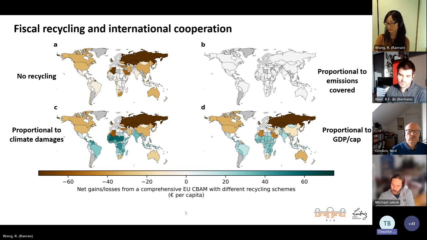Here you have four different scenarios. These are back of the envelope calculations, right? But we just looked at which repartition key we could use to redistribute the fiscal revenue of the CBAM to other countries. For instance, on the lower left, we are setting this revenue proportional to the climate damages experienced by the countries. And so you can see that with the different revenue recycling schemes, you can make winners and losers. And so you can, in principle, make these regressive policies for developing countries progressive. Next slide, please.